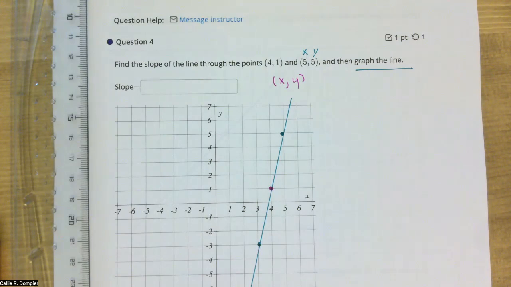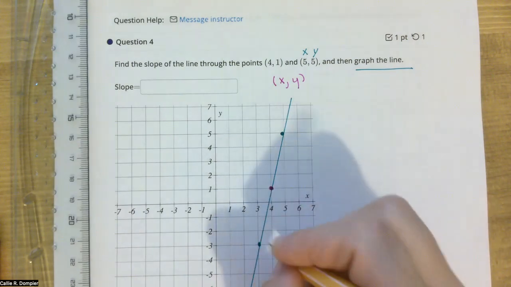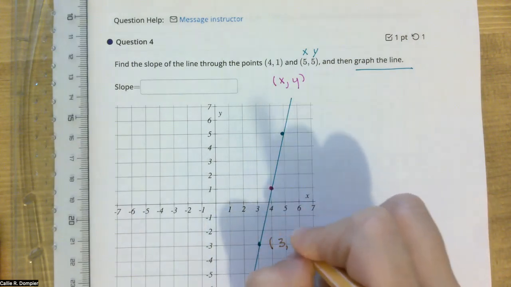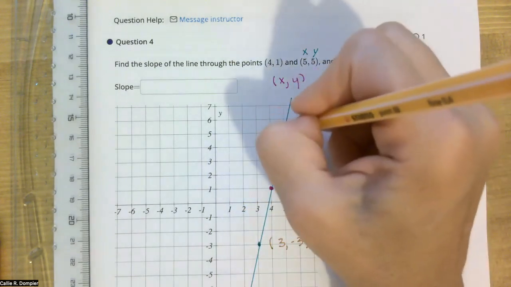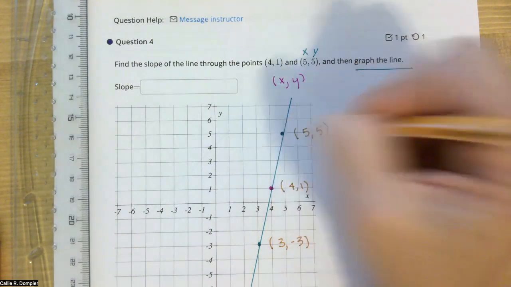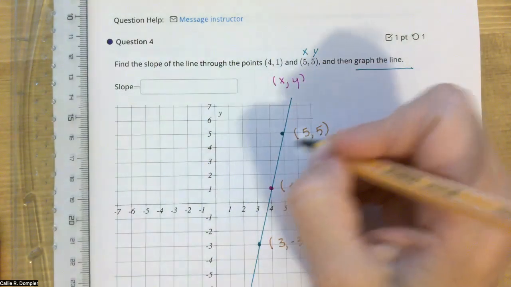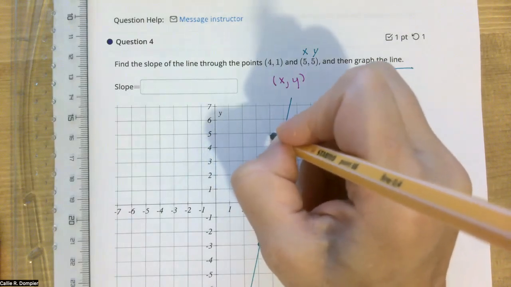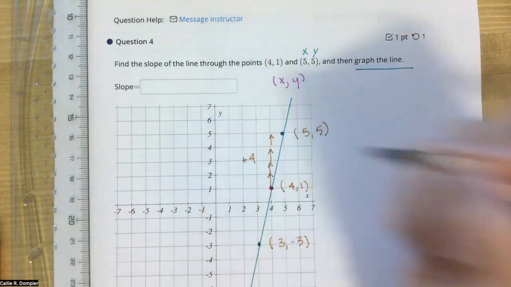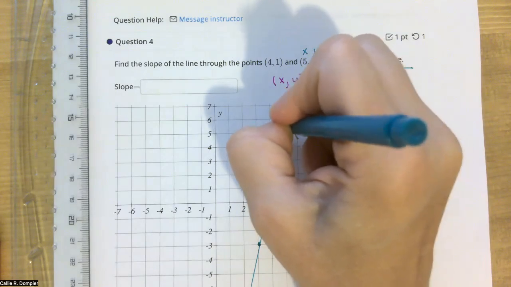And what would my slope be? To find your slope, you want to pick 2 points that have a whole number for the x and a whole number for the y. For example, this point would be 3, -3, right? This point would be 4, 1, the one they already gave us, and this one is 5, 5. So find 2 of those points, and then you can either count, right? From 4, 1 to 5, 5, how do I get there? I go up 1, 2, 3, 4. So that was up 4 on the y-axis, and then on the x-axis, I went +1.